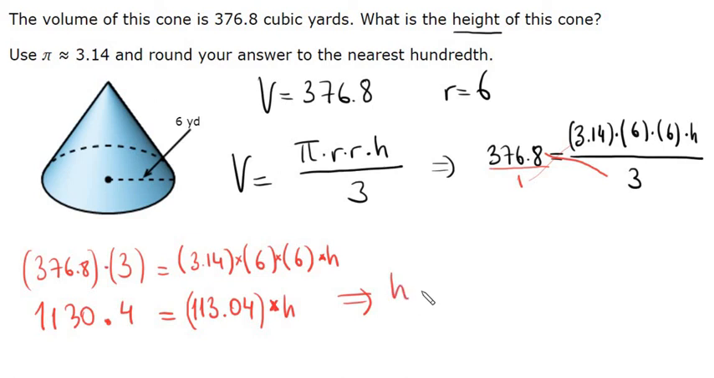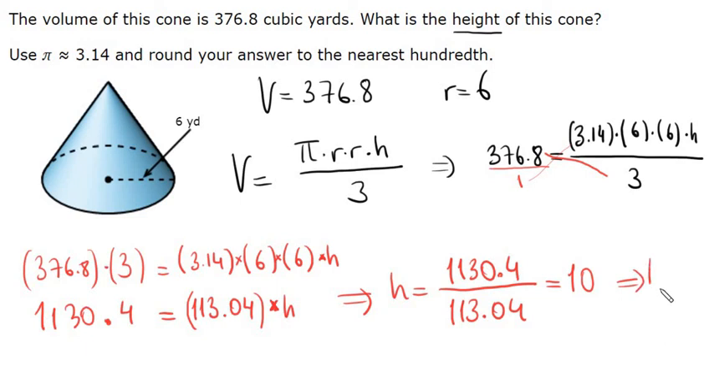So h is going to be 1130.4 divided by 113.04. So that's going to be 10. You can also use your calculator, but as you can see, the numerator is 10 times the denominator. So the height is going to be 10 yards. Height is going to be 10 yards in this example.